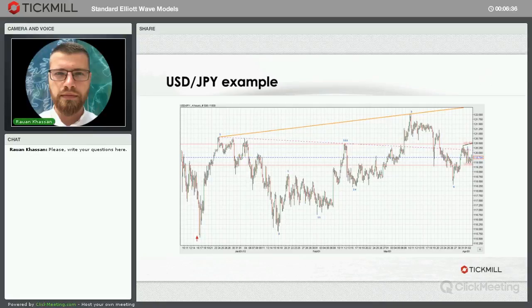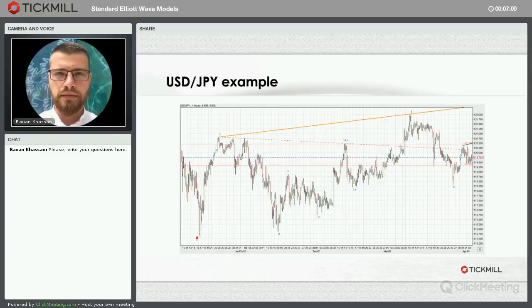Now let's have a look at how it looks in real market trading. As an example, I'm taking today the United States dollar to Japanese yen currency pair, which is one of the most popular financial instruments for currency traders.